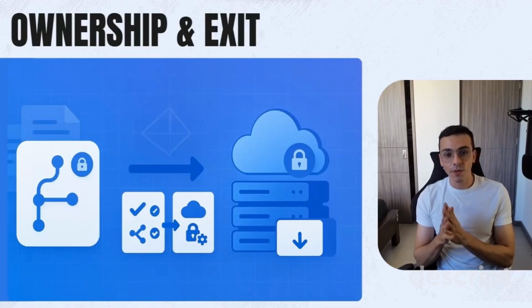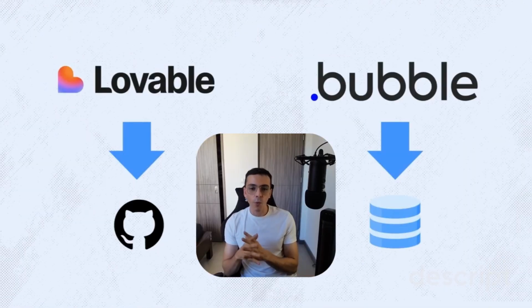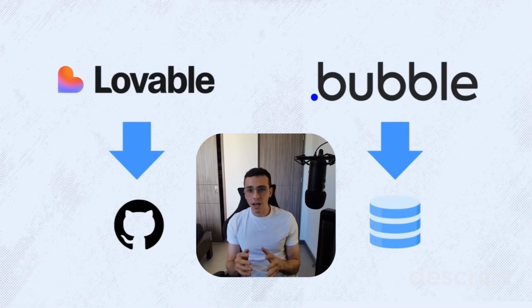Regarding the ownership of your app and the exit from the platform, basically we have one big difference. Lovable integrates with GitHub, so you can keep a standard repo, review PRs, and self-host on Netlify or Vercel. It's portable code, while Bubble does not export runnable source. You own your data, but the code and the main source remain in Bubble and it's impossible to export it.